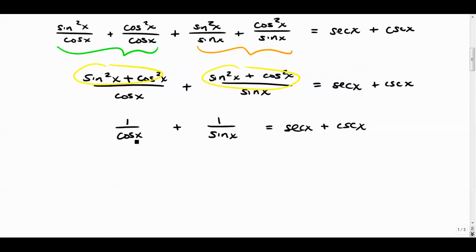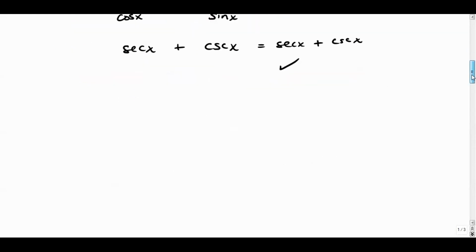And what do you know? We have reciprocals. 1 over cosine x is secant x. 1 over sine x is cosecant x. And we are done. Let's move on.